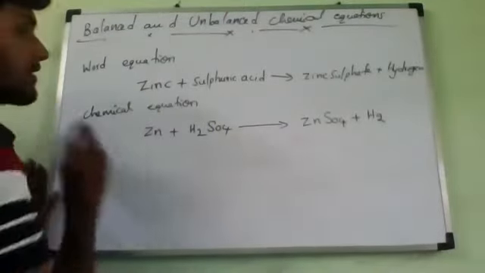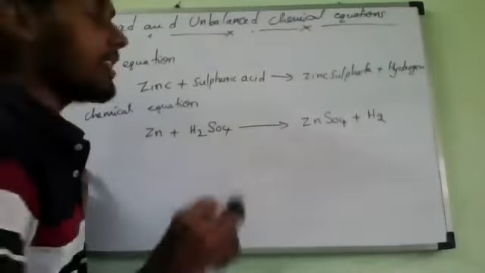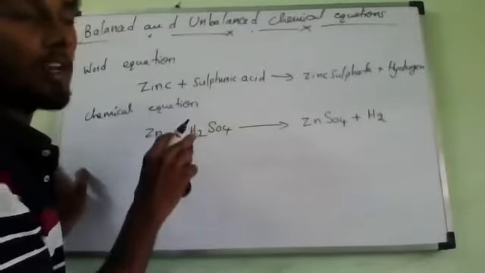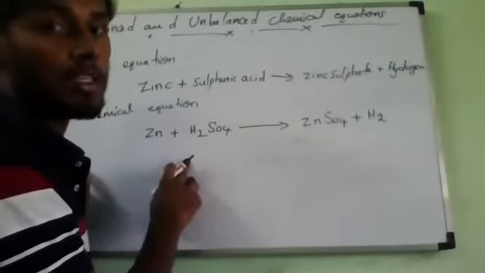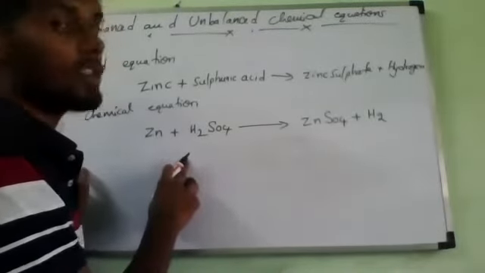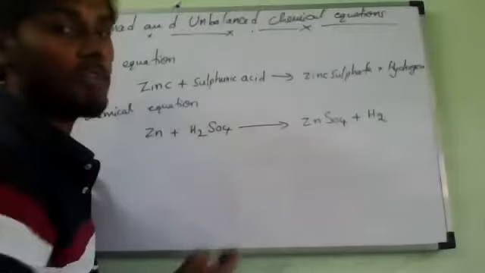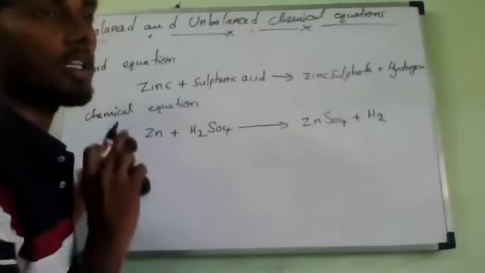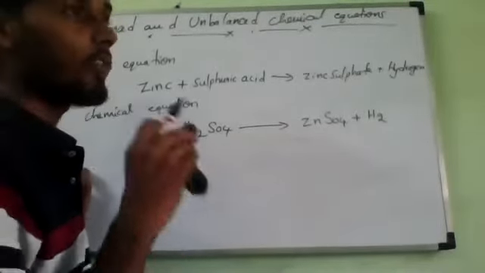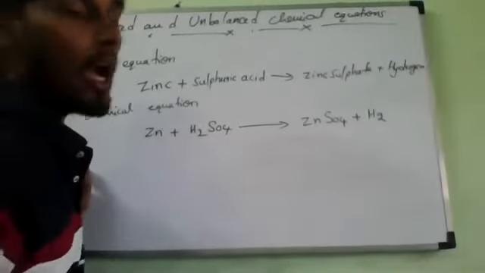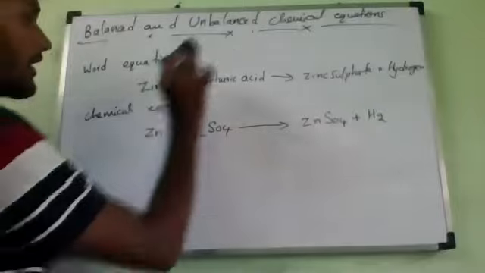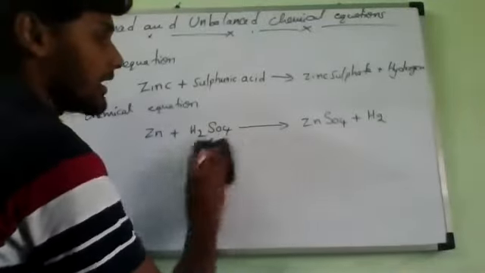Whenever the equation is given, in most cases they will give it in the form of a word equation and ask you to write the chemical equation, as well as to balance it. So you need to know the formulas perfectly. If you don't know the formula, you cannot write the equation itself, and even if you try to balance it, it will lead to the wrong answer. So whenever they have given the word equation, first you have to write the symbolic equation.